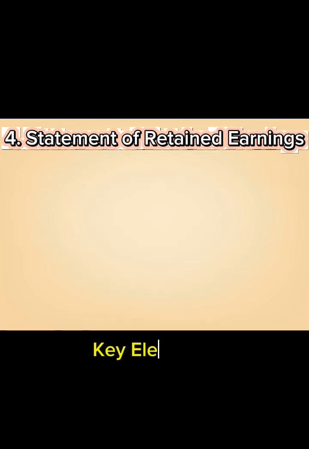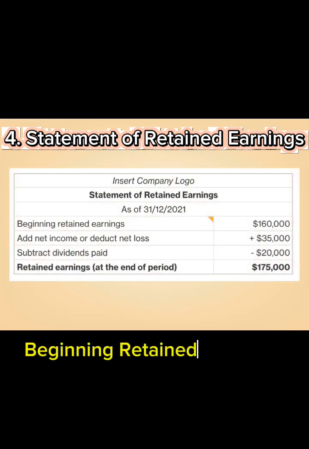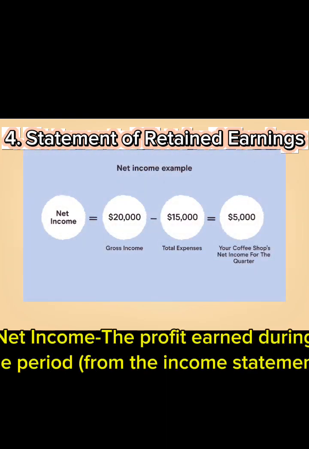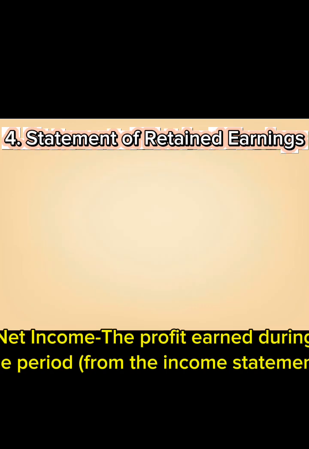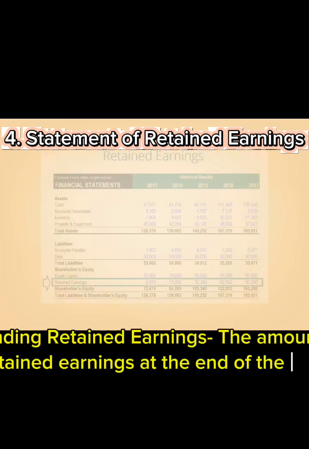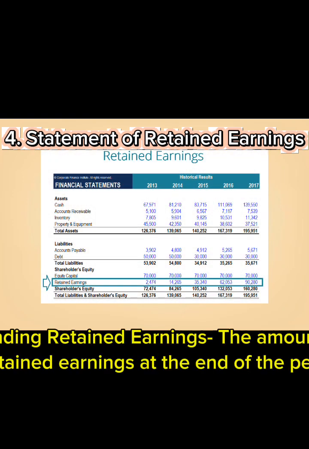Key elements: beginning retained earnings, the amount of retained earnings at the start of the period. Net income, the profit earned during the period, from the income statement. Dividends, the amount of profit distributed to shareholders. Ending retained earnings, the amount of retained earnings at the end of the period.